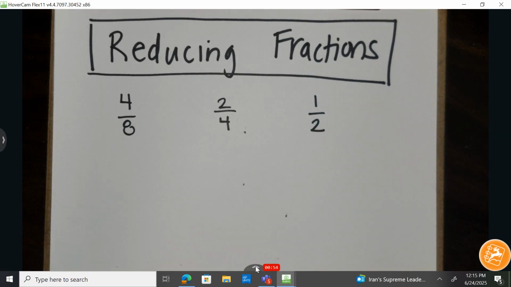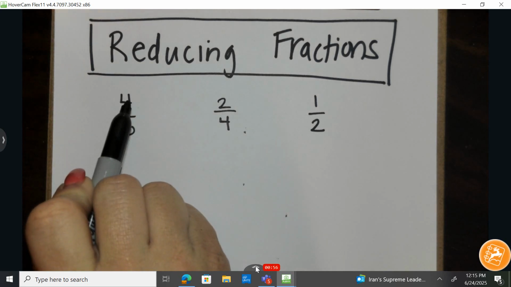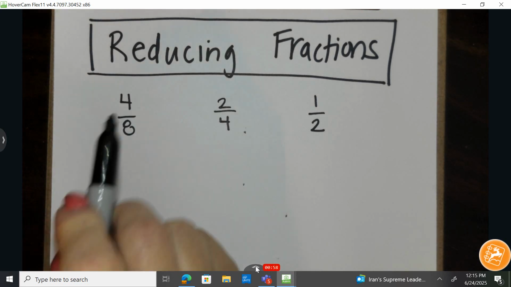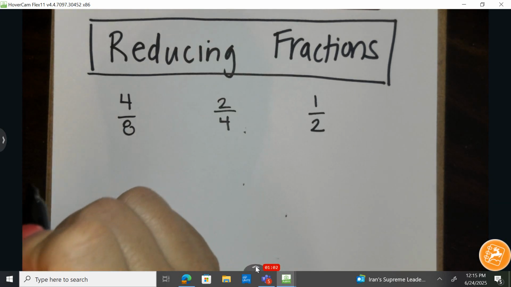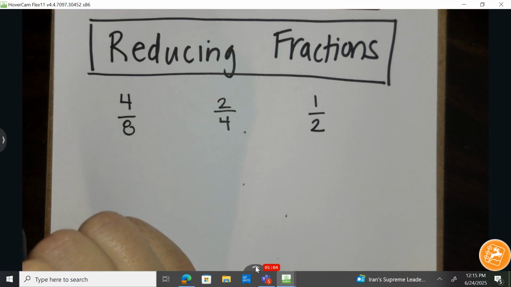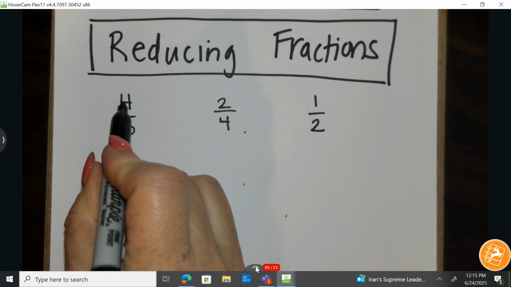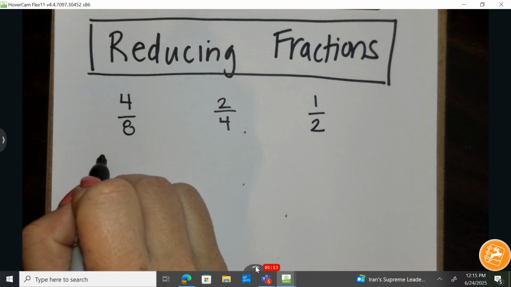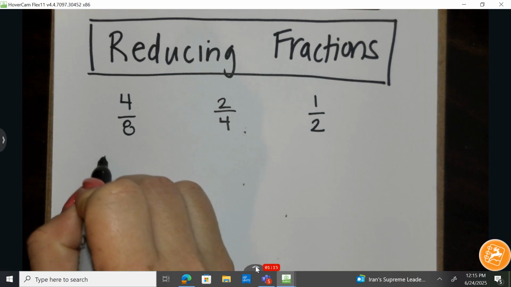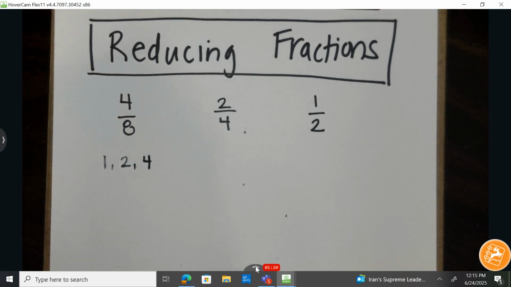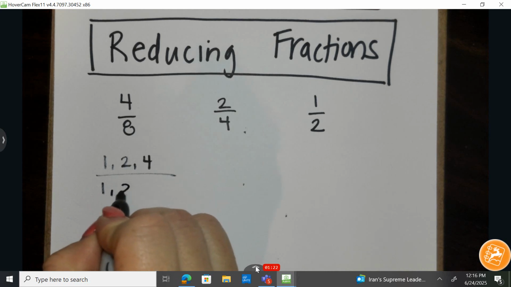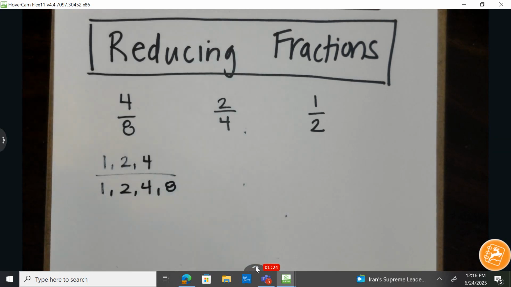I'm going to look for the largest number that is divisible by 4 and also divisible by 8. So some of you have great multiplication skills, and so this may be a little easier. But if I was introducing this to students for the first time, I would ask them to write down all the factors of 4. So what numbers evenly divide into 4? 1, 2, and 4. What numbers evenly divide into 8? 1, 2, 4, and 8.